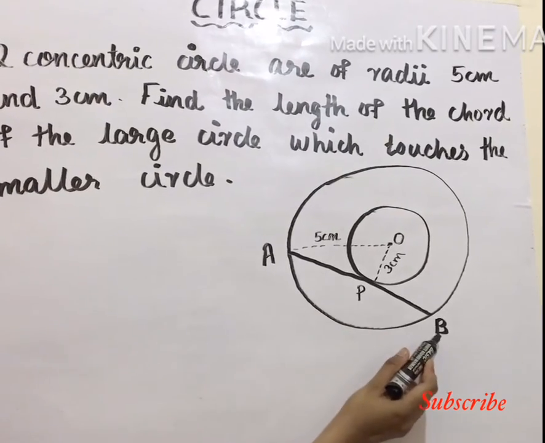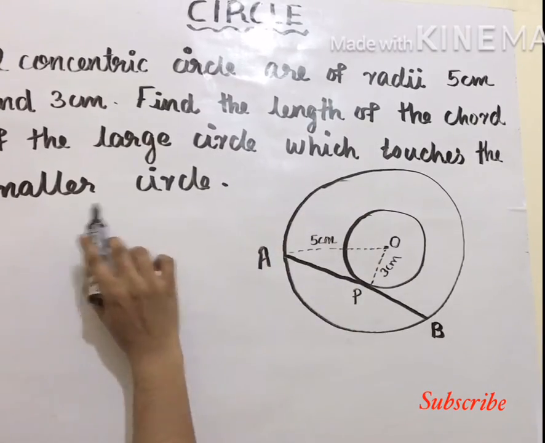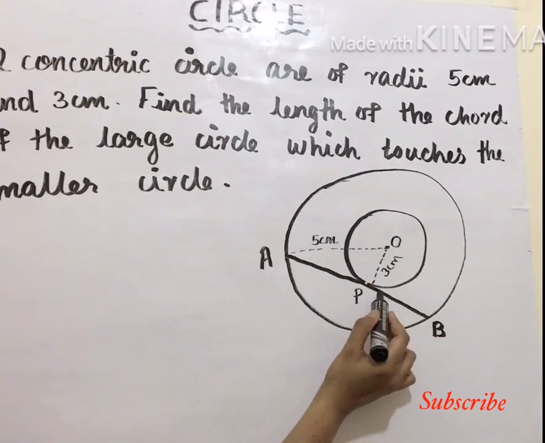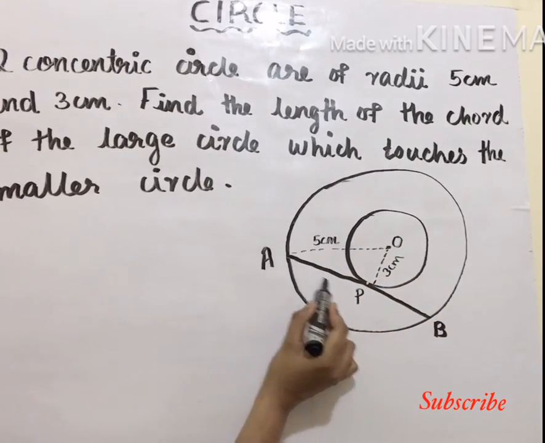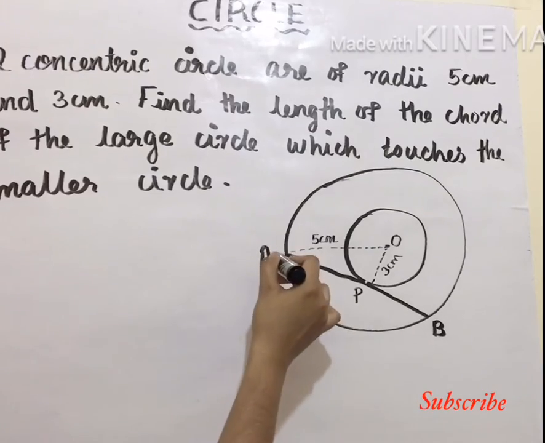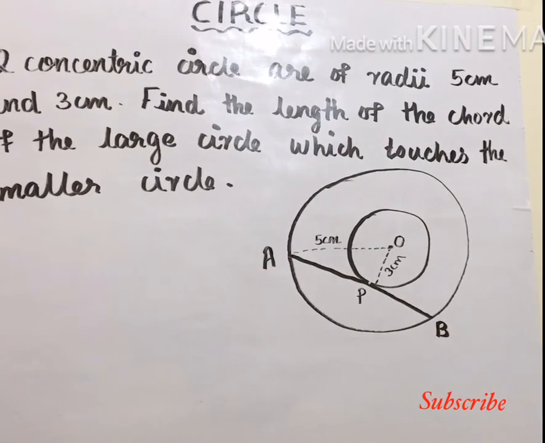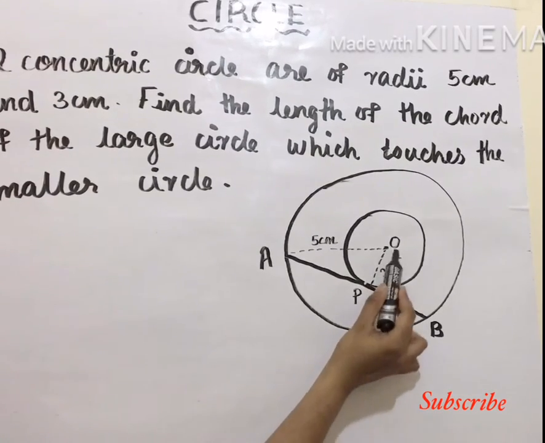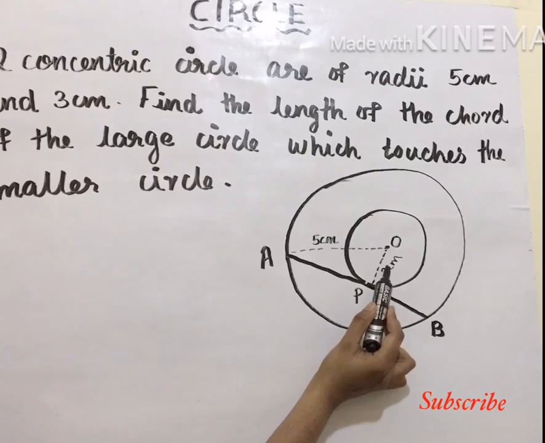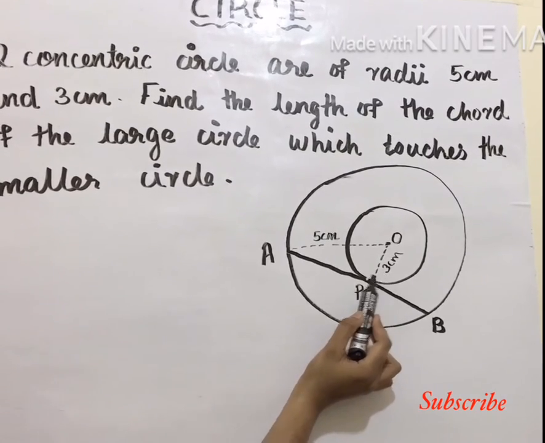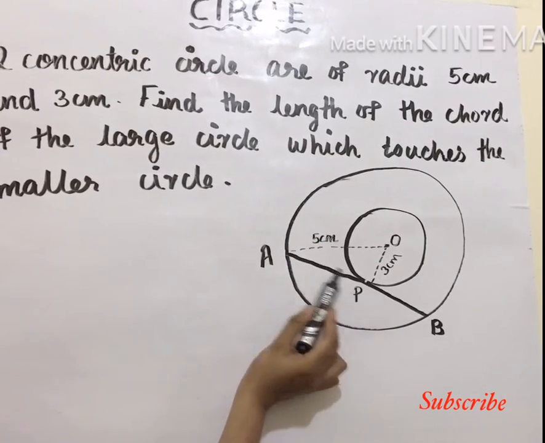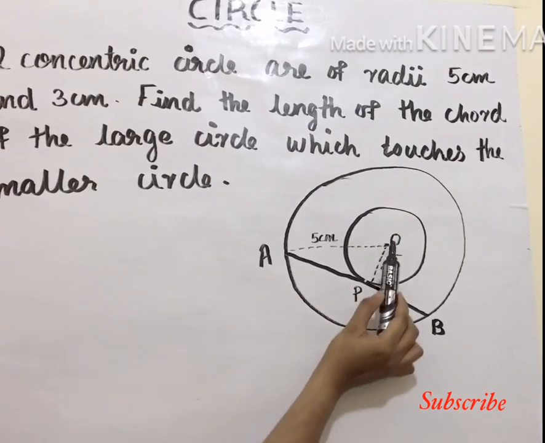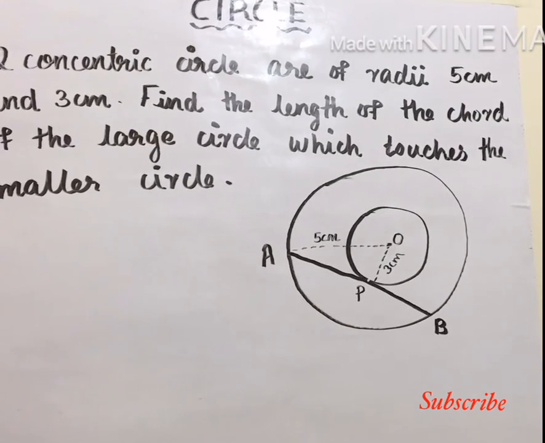There is one chord AB which touches the smallest circle. So we have to find the length of this chord. Here OP is the radius of the smallest circle that touches the point P of the tangent AB, and OA is the radius of the largest circle.